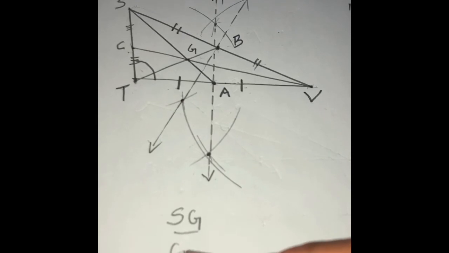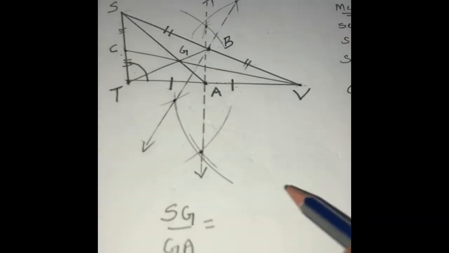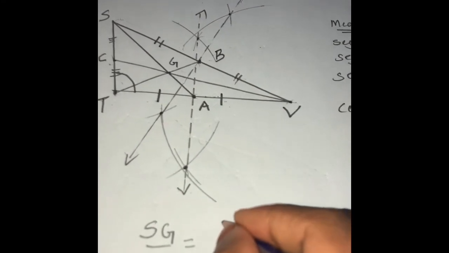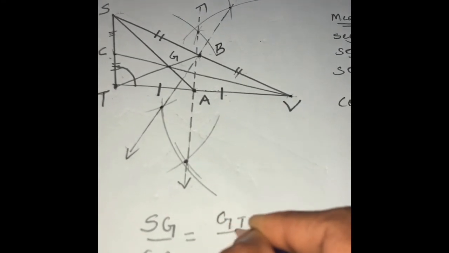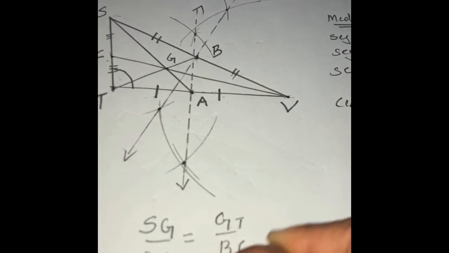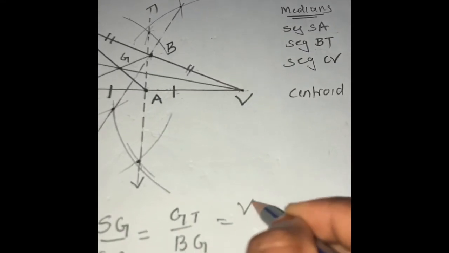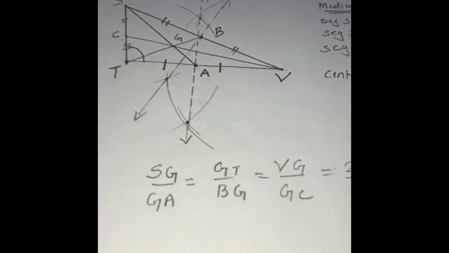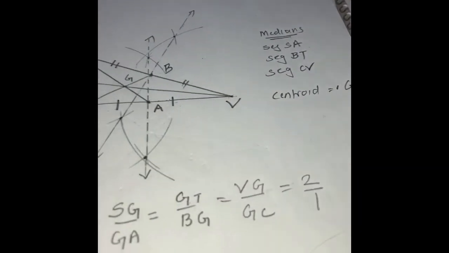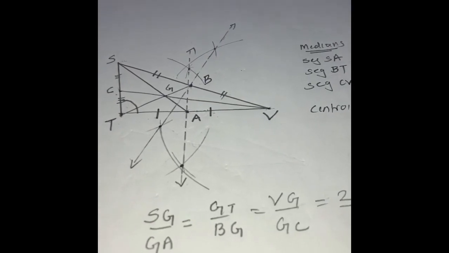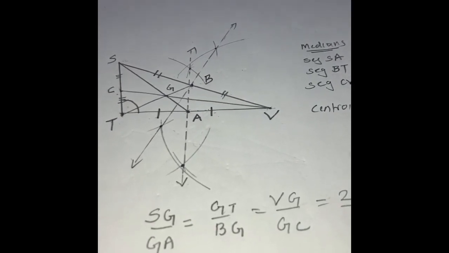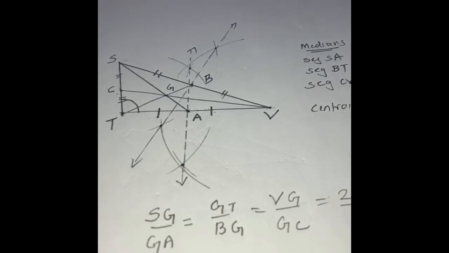मतलब SG upon GA is the first ratio of the first median. सेकेंड वाला क्या है? BT का कैसा होएगा? TG upon BG. And third one it will be VG upon GC is equal to 2/1. This is the property of centroid, children. Very much clear? So this is the way you are supposed to construct the median in a triangle. Thank you, children.